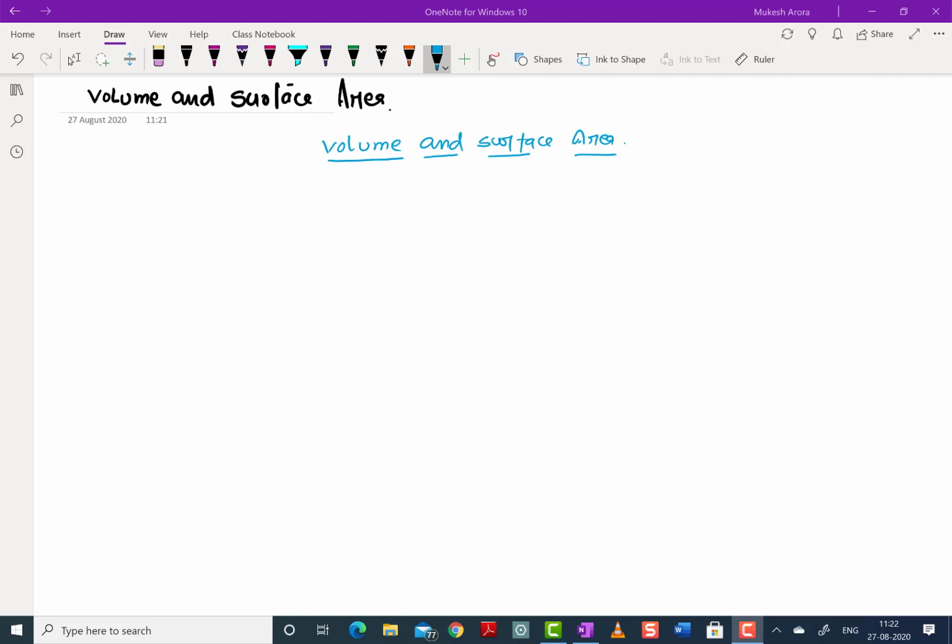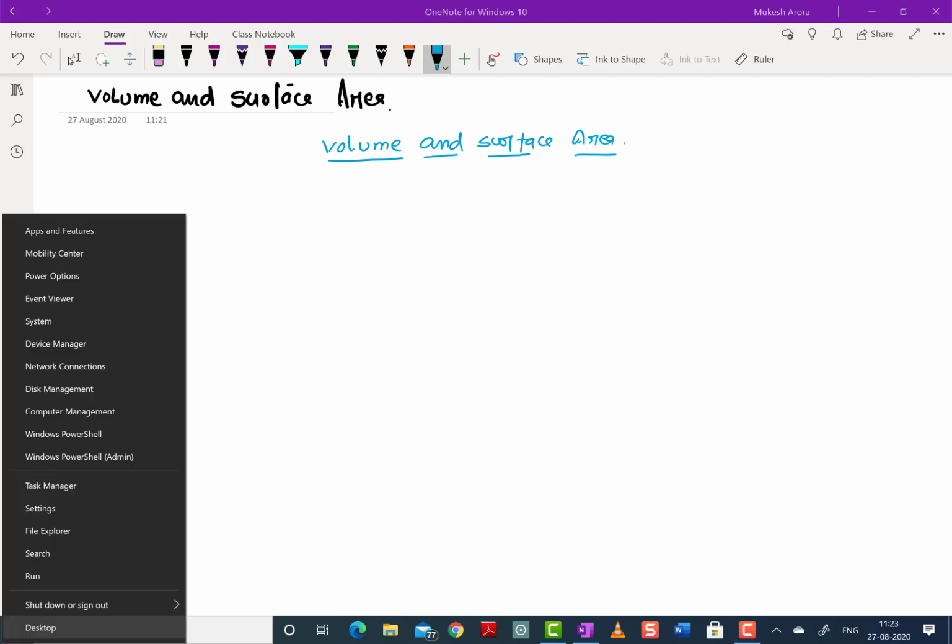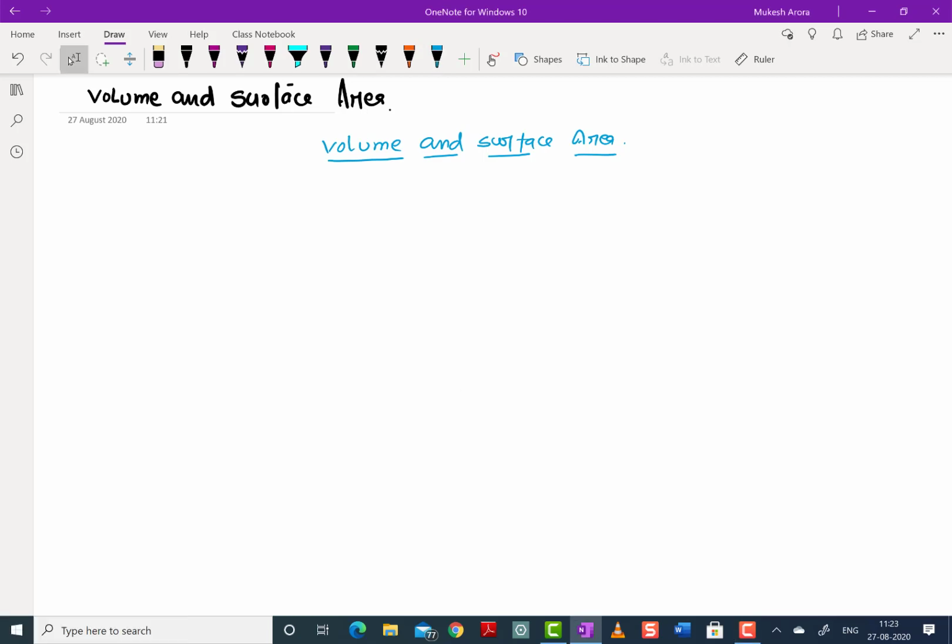Good morning, students. We have already done volume and surface area in class 9. The same volume and surface area we have to do in class 10, but this time we have some different kinds of solids. Before that, let's review the formulas of volume and surface area.